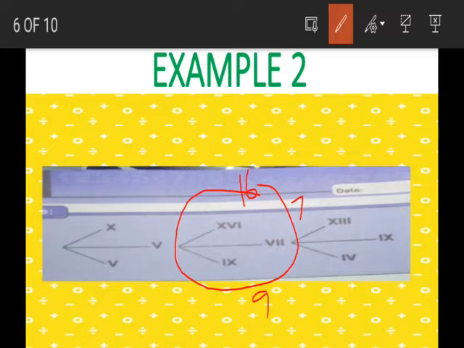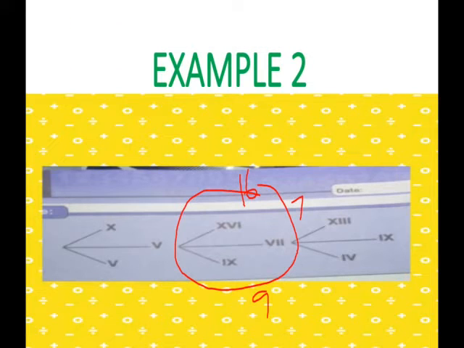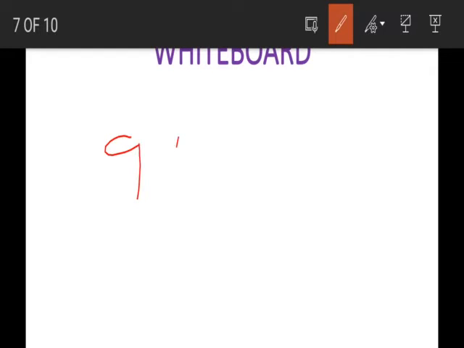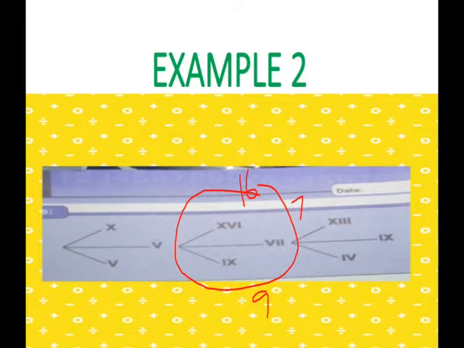Assuming XVI was not given, which is 16, how can you get your XVI? It's simple. Alright. Assuming 16 was not given, let's go over to our board. To get 16 is simply 9 plus 7. That is what? 16. So therefore, to get 16, which is XVI, you do 9 plus 7.